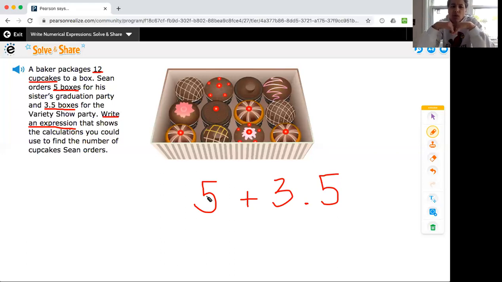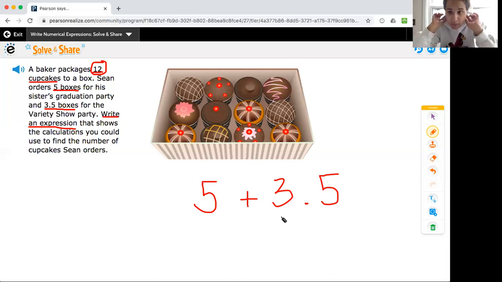What will Sean have to do to figure out how many cupcakes there are? Well, if you look back at our problem, don't forget we also underlined or circled 12 cupcakes. So there's 12 cupcakes per box. If I quickly add this up in my head, 5 plus 3 is 8, plus a half is 8.5. So he's going to have 8.5 boxes of cupcakes. So what do you think? How do we figure out how many cupcakes he's going to have? What operation are we going to use? There's 12 in a box.